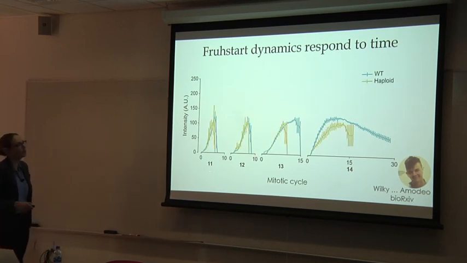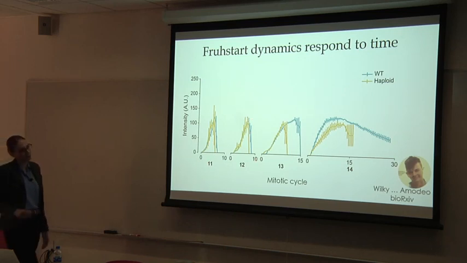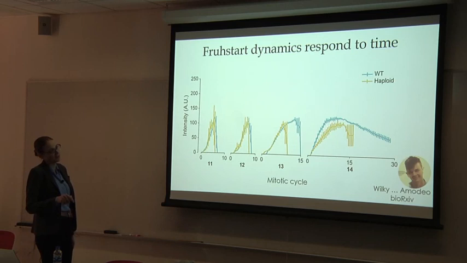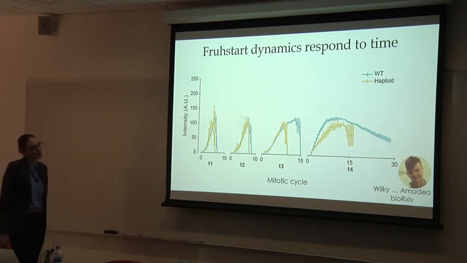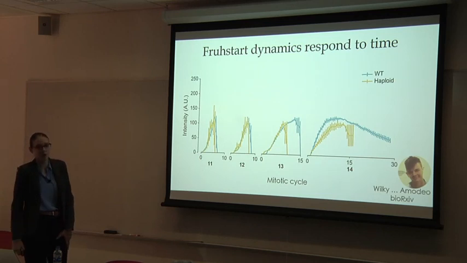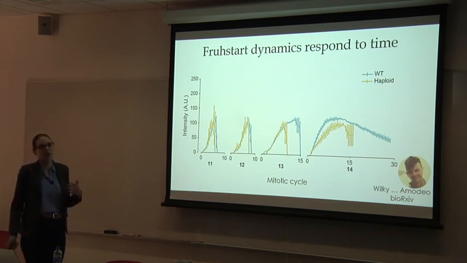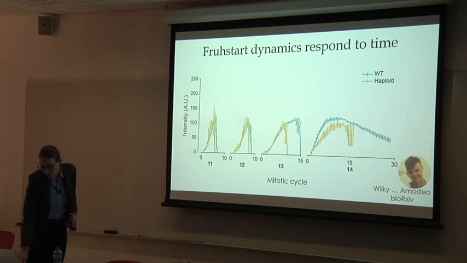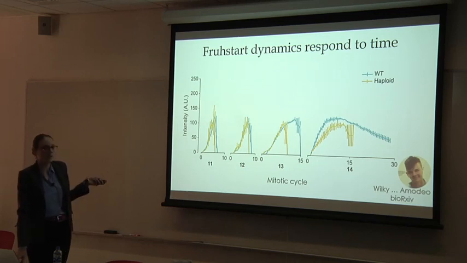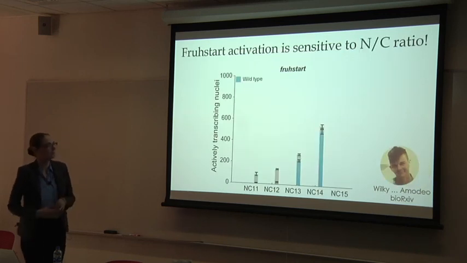And when we make haploids, of course, the cell cycle duration is shorter, but not much else changes. There might be a little difference here, but we're not real convinced that that's real or biologically important. And this was true for pretty much all of the genes that we looked at. There's not a big difference in terms of the kinetics of activation between haploids and diploids. But this is just plotting those nuclei that do activate.